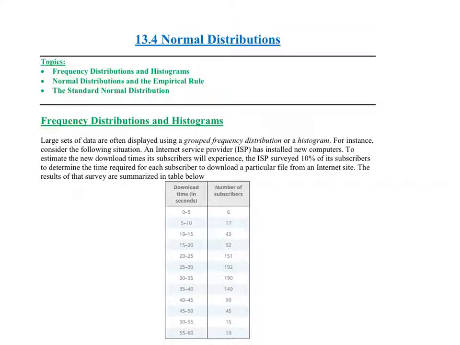We've already seen this problem. It says large sets of data are often displayed as grouped frequency distributions or a histogram. For instance, consider the following situation. An internet service provider, which is an ISP, has installed new computers. To estimate the new download times its subscribers will experience, the ISP surveyed 10% of the subscribers to determine the time required for each subscriber to download a particular file from an internet site. The results of the survey are summarized below.